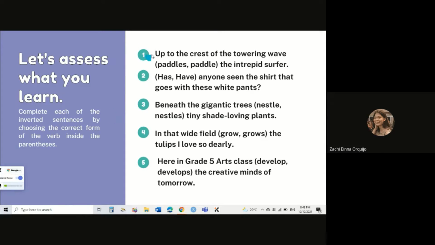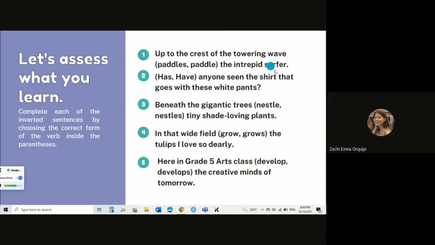So, for our first sentence, ano ba yung subject natin dito? So, our subject is surfer. So, as you can see, surfer. Ibig sabihin, ito ay singular. Kasi isa lang na surfer yung pinag-uusapan natin. So, dahil singular ang subject natin, we need to choose singular verb here. So, pag singular na verb, di ba, nilalagyan natin ng S sa dulo. Kapag plural naman, hindi natin siya nilalagyan.